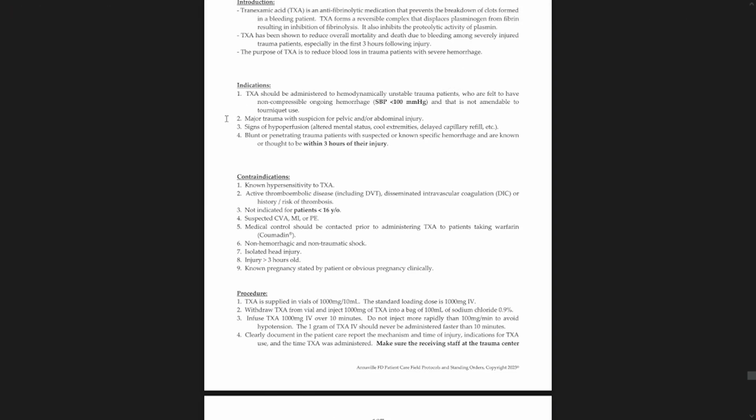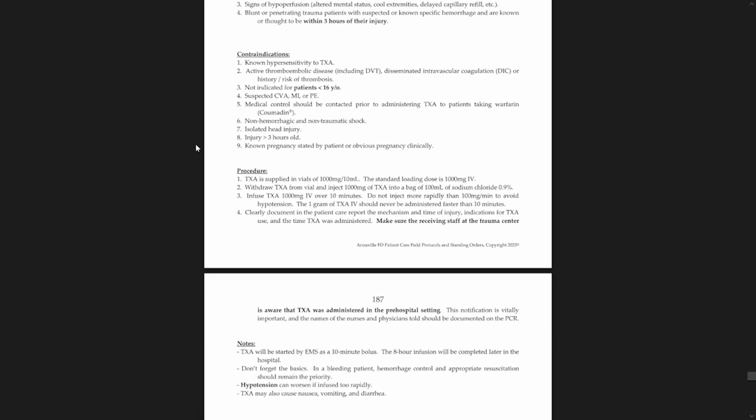Major trauma with suspicion for pelvic and/or abdominal injury, signs of hypoperfusion and altered mental status, cool extremities, delayed capillary refill, etc., blunt or penetrating trauma, patients with suspected or known specific hemorrhaging that are known or thought to be within 3 hours of their injury.